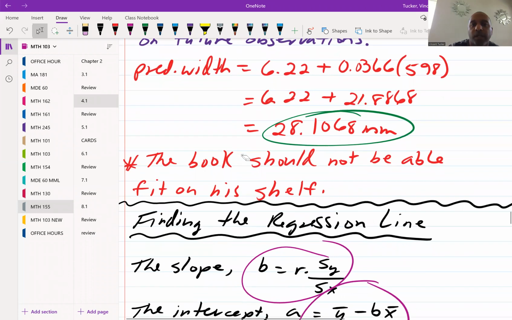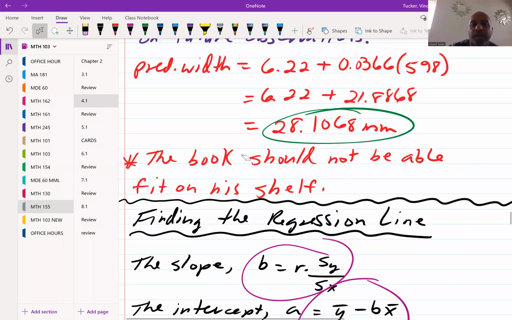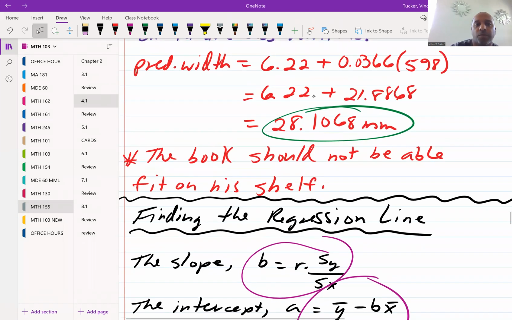All right, so is anybody still copying the red? All right, so your answer is correct. I did all the work and I left off the 0 just for note purposes. So when you multiply these two numbers together, you get 21.8868. And then when you add that to 6.22, you get the answer. All right. Is everybody good with that now?